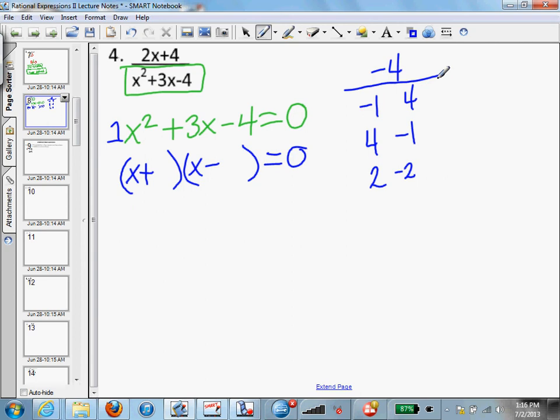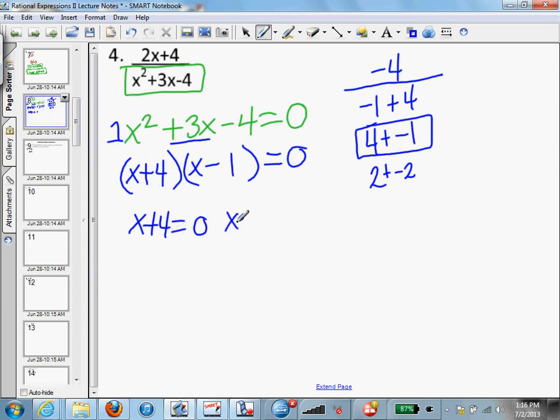Now, what could we combine through adding that would give us the positive 3? If you look, the 4 and the negative 1 would give us the positive 3. So let's put 4 with the plus, and the 1 with the negative, so we retain our negative 1. Since the product is equal to 0, we can set each factor apart, saying x plus 4 equals 0 and x minus 1 equals 0.